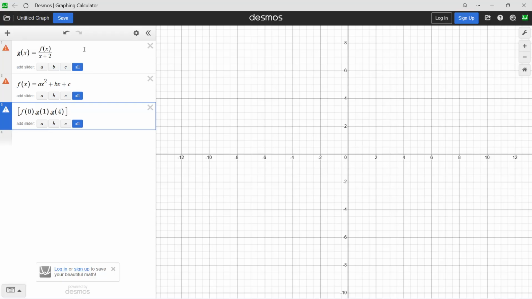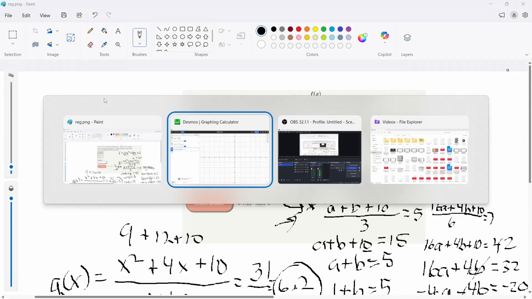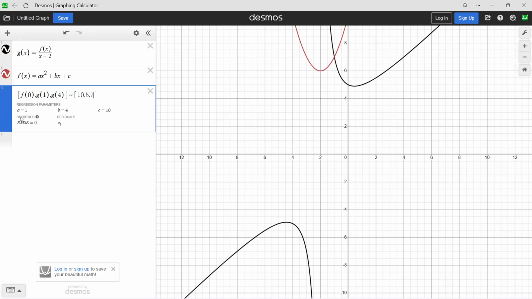Now here's where some magic comes in. I put a tilde, shift and then single quote. Tilde tells it, you figure this out. I'm going to give you some values of x in the function, and then you figure out what the function looks like from those values. So I'm going to put my known values: 10, 5, 7. And notice a is 1, b is 4, c is 10. It figured it out for me very quickly just by me putting in that one row, 3 column matrix. And now I have g of x defined, so I can say, what is g of 3? And it will tell me 6.2.